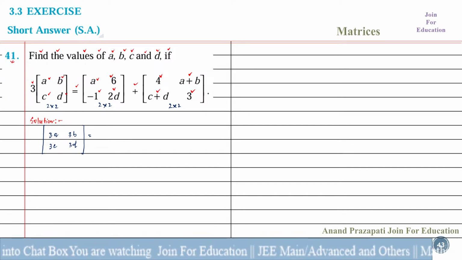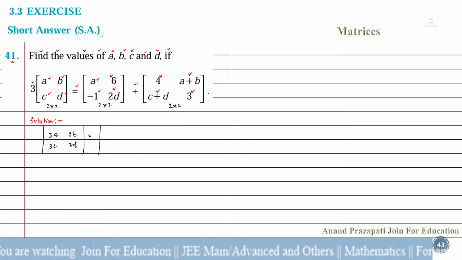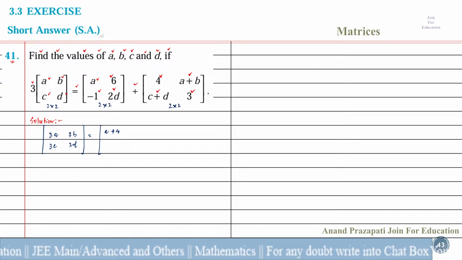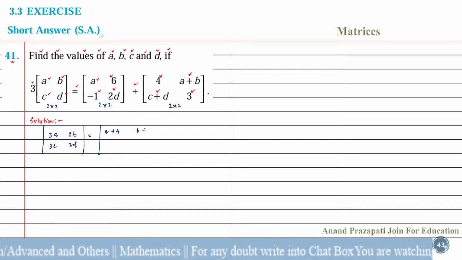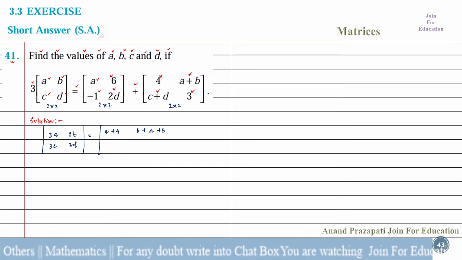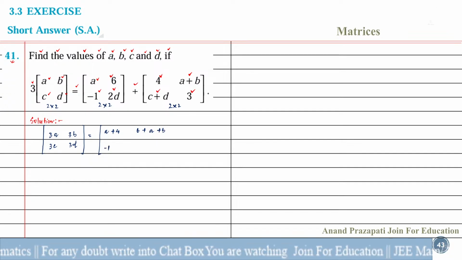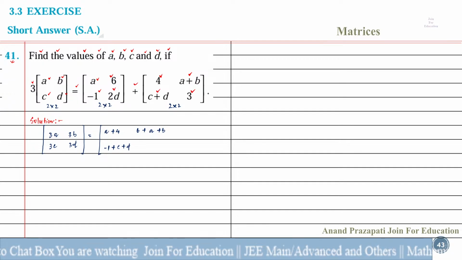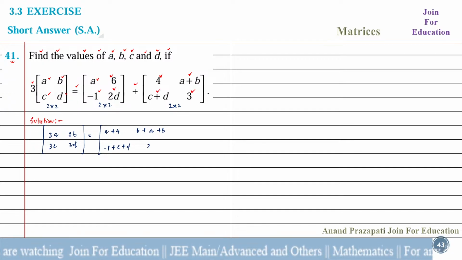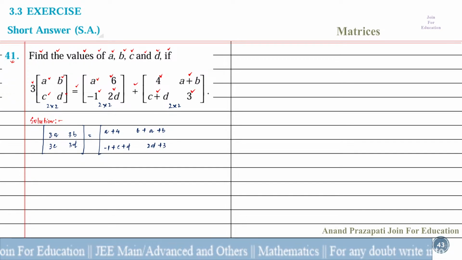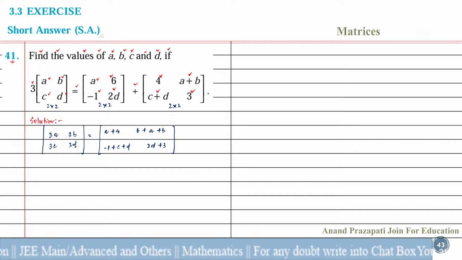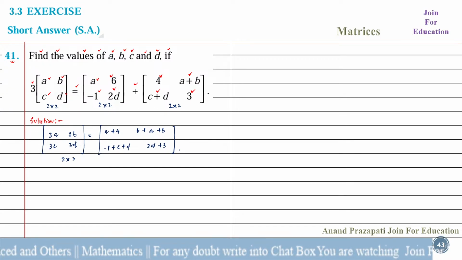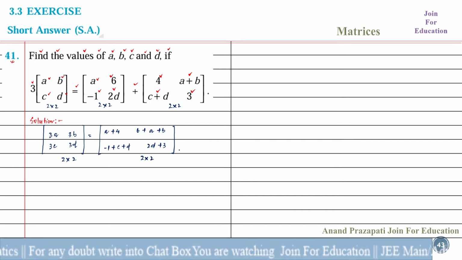Equal to, we write down a plus 4, 6 plus a plus b, minus 1 plus c plus d and 2d plus 3. Order of this one is 2 by 2. Order of this one is also 2 by 2. And both are the equal matrix.